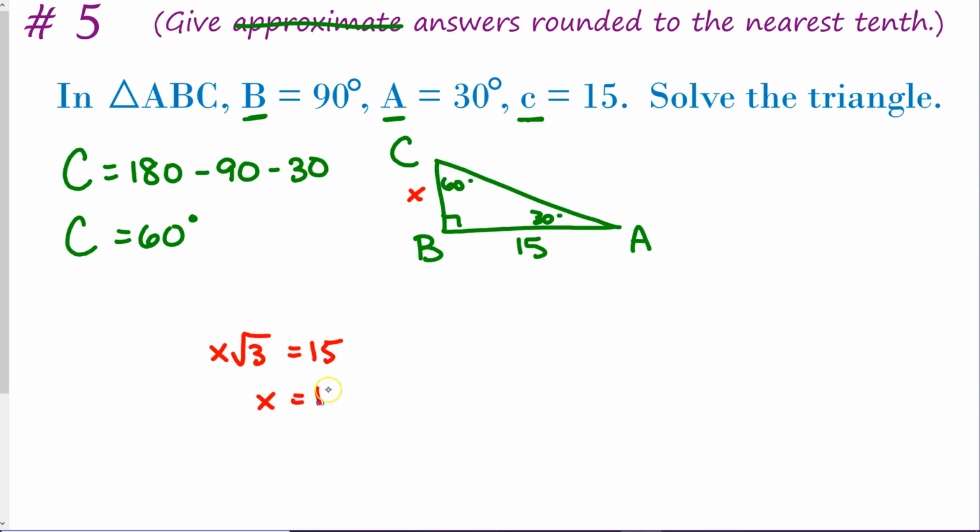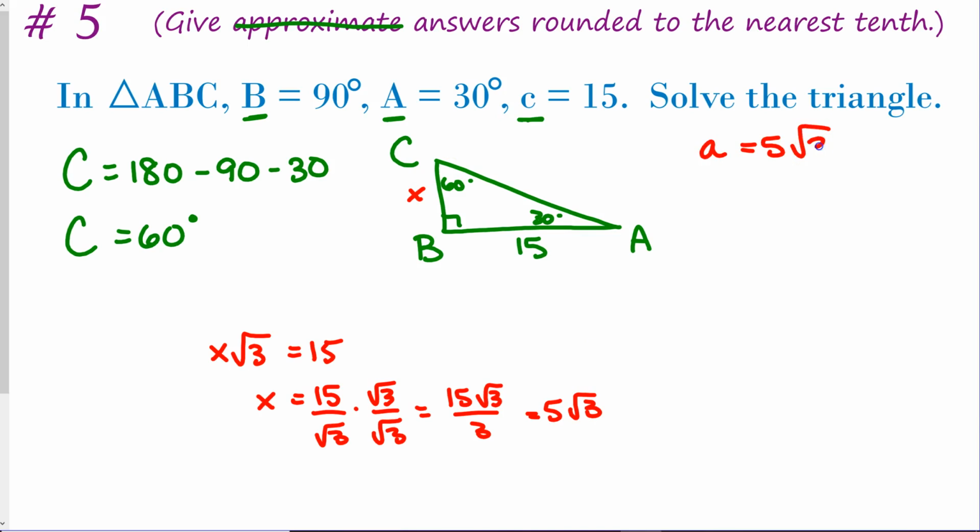So x is 15 divided by square root 3. Let's rationalize that. We get 15 square root 3 over 3. Let's reduce that. It's 5 square root 3. And that would be side A. I should have called it A, maybe. So side A is 5 square root 3.